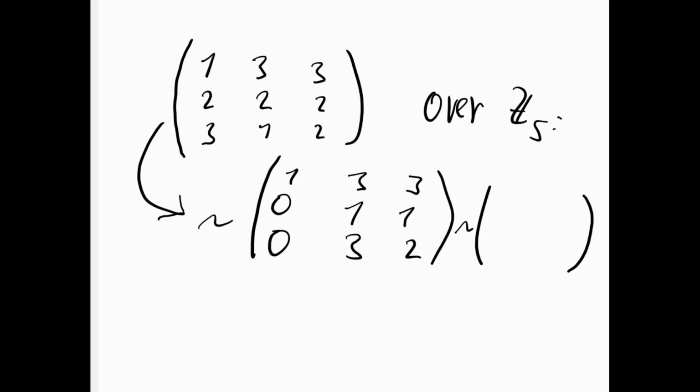Let's do this step with the rows. So 3 times the second row subtracted from the third. So we have 0, 0, and -1 is 4 in Z5. So we have 0, 1, 1 here, and 1, 3, 3 here. So we see we have a pivot in all 3 columns. We have one here, here. And that means that all columns are pivot columns, in other words, basis columns.